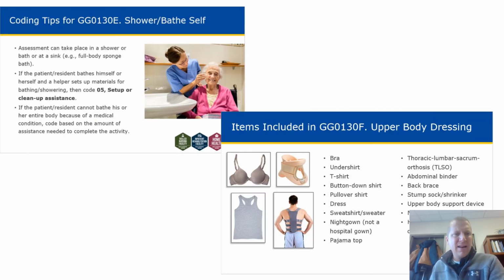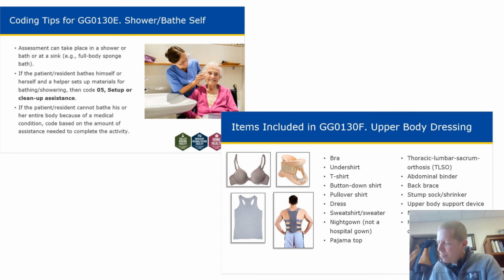Showering and bathing. The assessment can take place in the shower, a bathtub, or at a sink if they're used to doing a full body sponge bath. So if the patient or resident bathes him or herself and a helper sets up the materials for bathing and showering, then you would code a 5, right? Because they needed setup or cleanup assistance. If they cannot bathe their entire body because of a particular medical condition, maybe they just had open heart surgery or something like that, you would code based on the assistance needed to complete whatever activity it is.